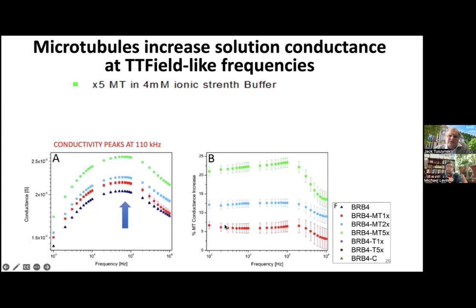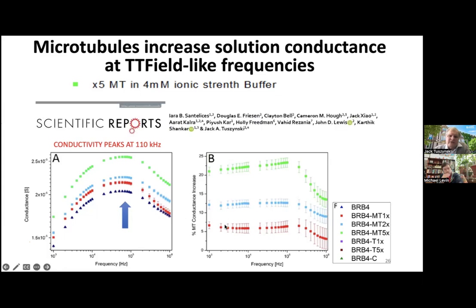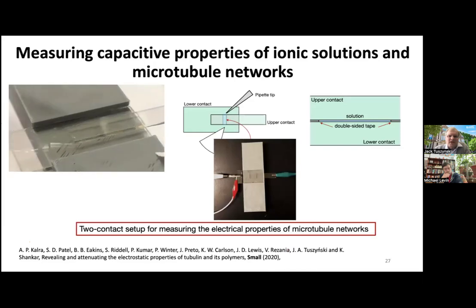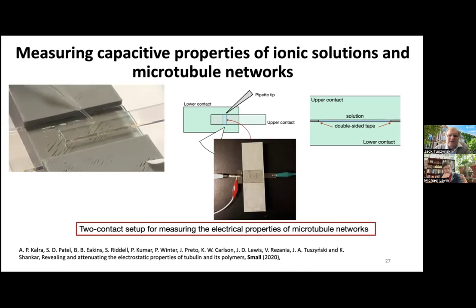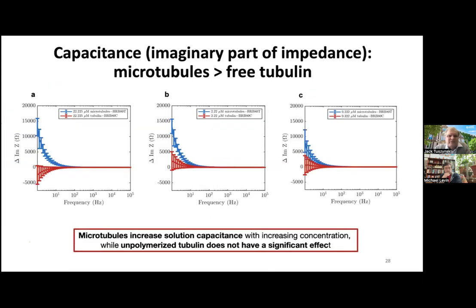And then there is also the aspect of capacitance, which we were able to measure as a function of frequency later on in this experiment that was published not so long ago, 5 years ago, 2020. That's the setup, and these are the results. So blue, you have microtubules, and red is tubulin, unpolymerized protein. And you can see the dramatic difference.